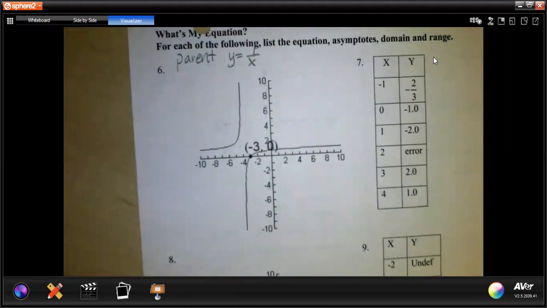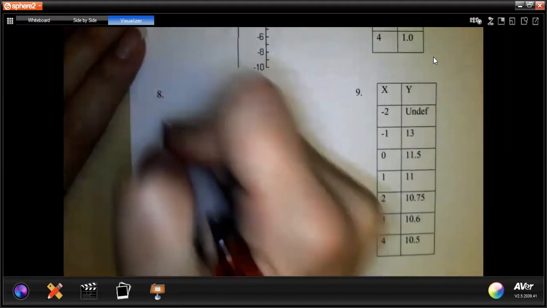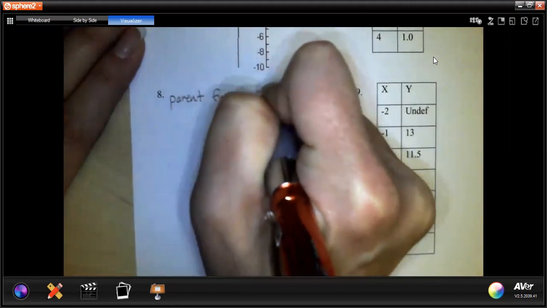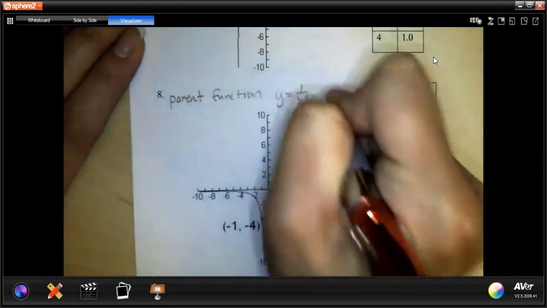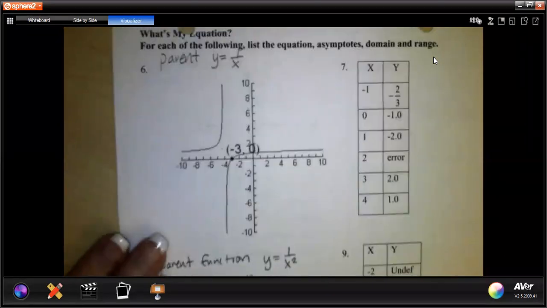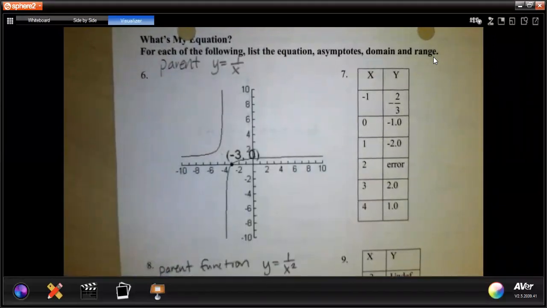That's the one that has one piece on each side there. Looking at number 8 here, that one I know the parent function is 1 over x squared because it's got both pieces on the same side. So that's what you're doing when you're looking for the parent function. It's got one piece on each side, so I know that it's the 1 over x. Now we start looking for the vertical and horizontal asymptote.